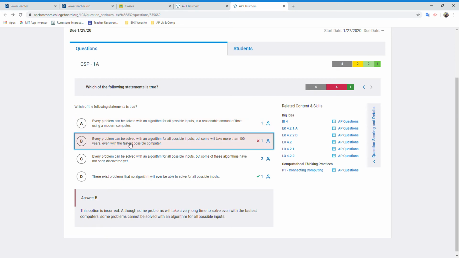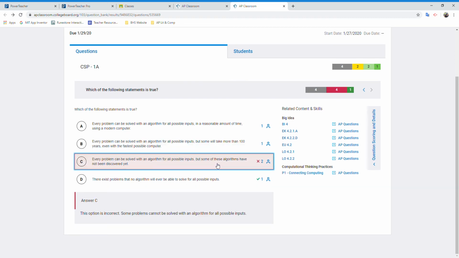Then B says every problem can be solved with an algorithm for all possible inputs, but some will take more than 100 years. That's an arbitrary term, and they're saying it just might take a long time. But if we know that there are problems that some algorithms will never solve, then 100 years doesn't matter because there are some algorithms that won't solve all possible inputs.